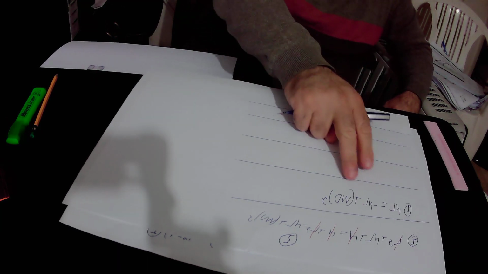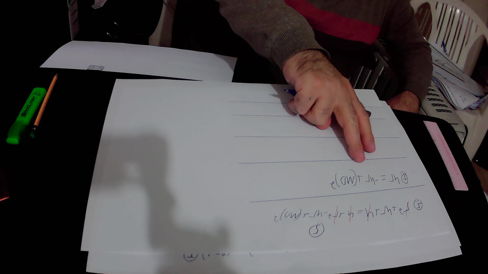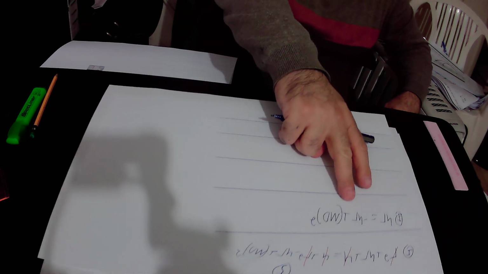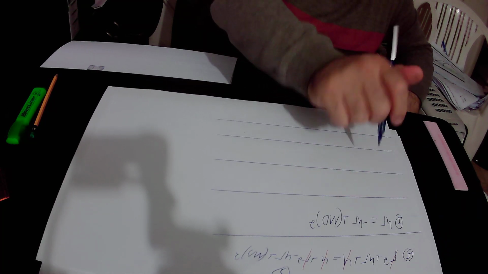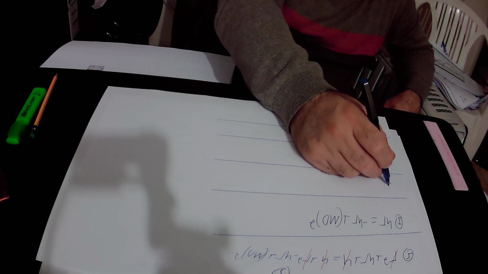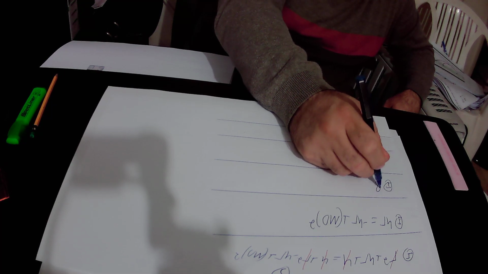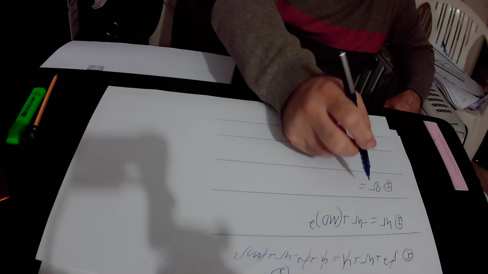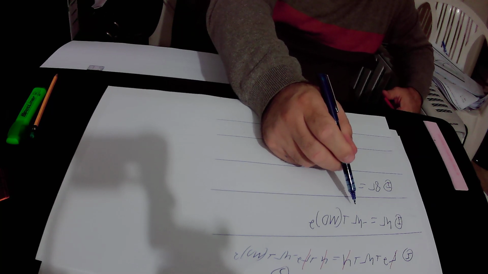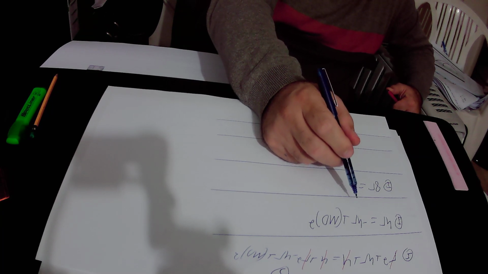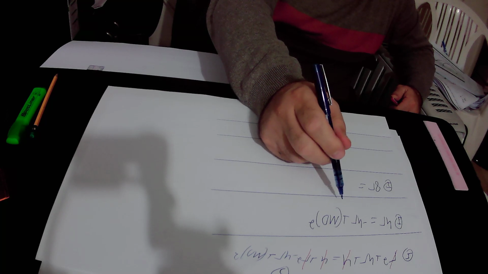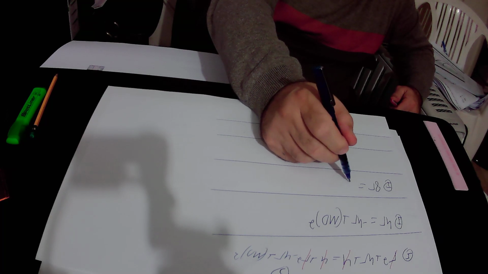So here we will add 4R to this equation, and we will get that 4R plus 4R is 8R. 8R equals minus 4R plus 4R, which is 0, so 8R equals MD squared.